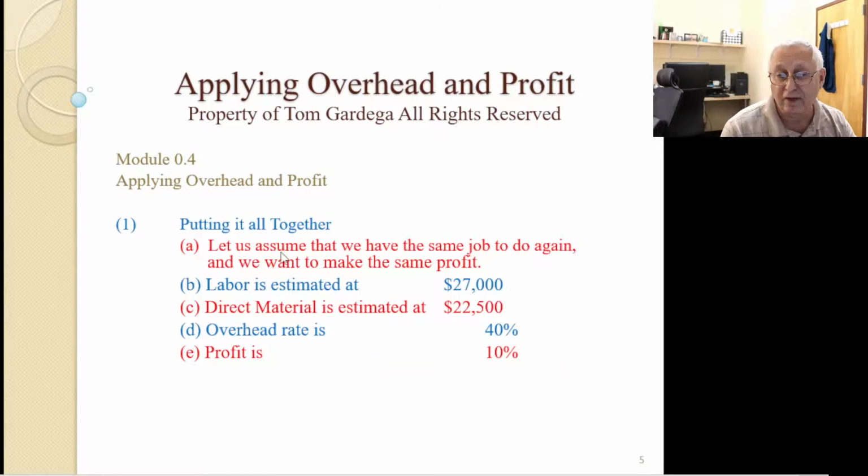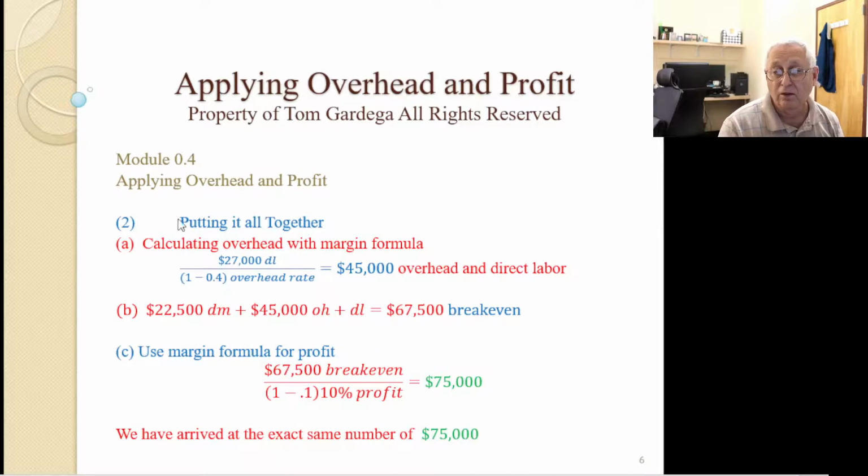Now, putting this all together, let's assume that we have the same job to do again and we want to make the same profit. Labor is estimated at $27,000. Direct material is estimated at $22,500. Our overhead rate is 40%, and the profit that we want is 10%.